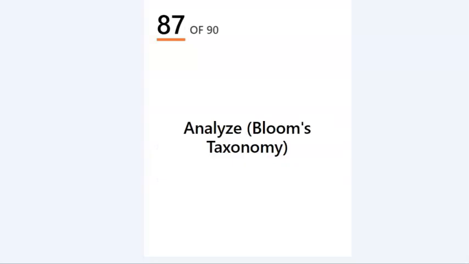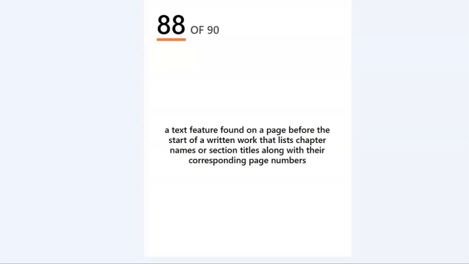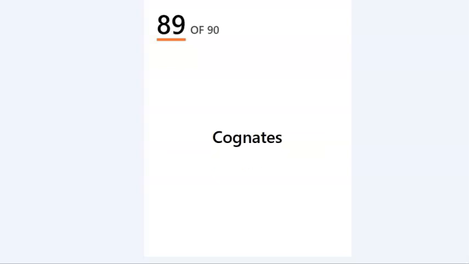Analyze, Bloom's taxonomy, Level 4: connect different ideas. Differentiate, compare, contrast. Table of contents. A text feature found on a page before the start of a written work that lists chapters, names, or section titles along with their corresponding page numbers.